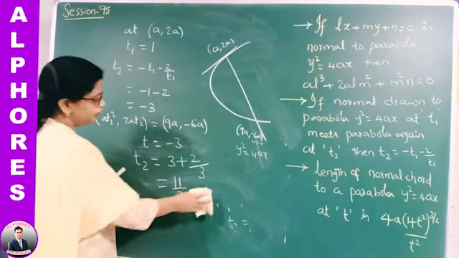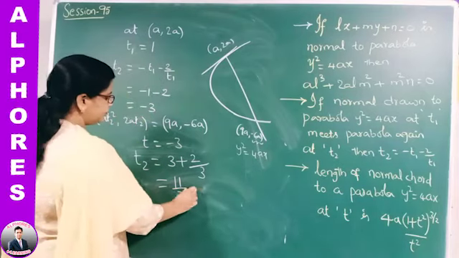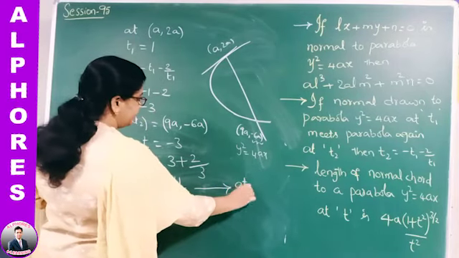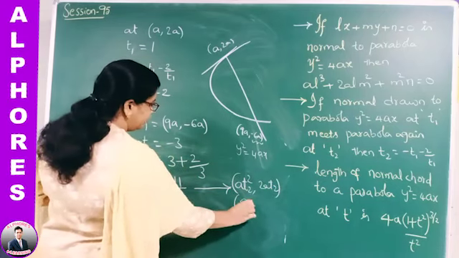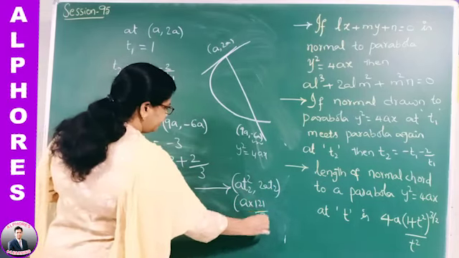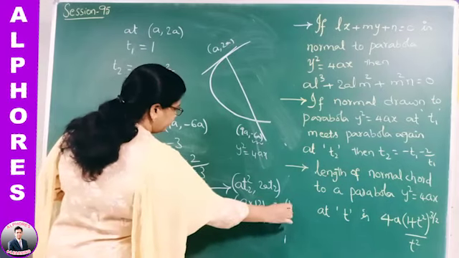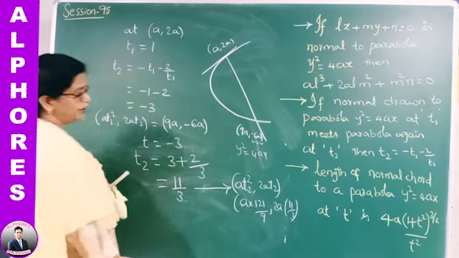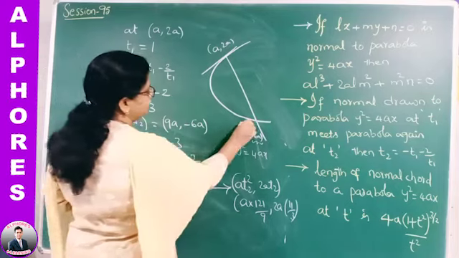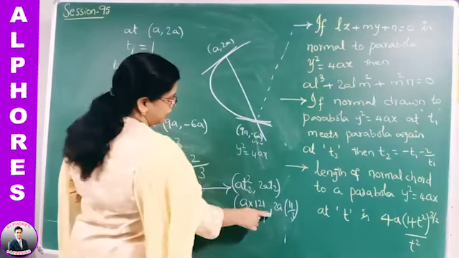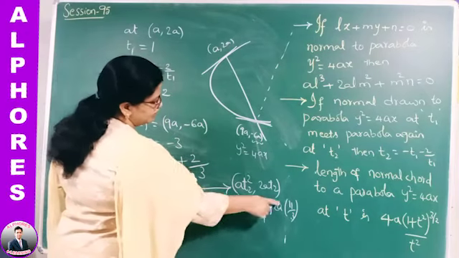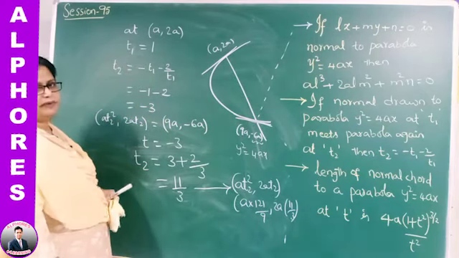Now what is the new point you will get here? The new point is (at2², 2at2). The new point is nothing but a into 121 divided by 9 comma 2a into 11 divided by 3. So clearly this is the tangent here, the normal is going again this side. Understand? Both the coordinates are positive, so it is going towards the first quadrant.